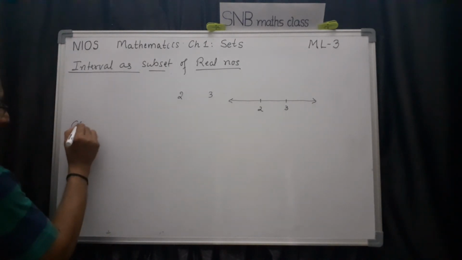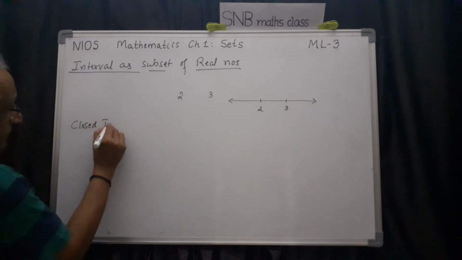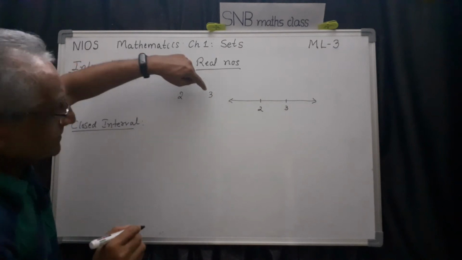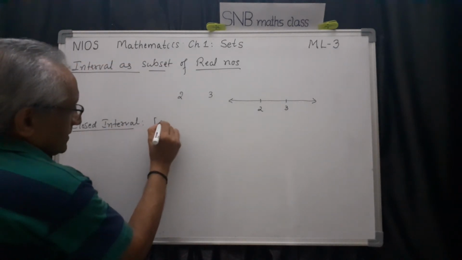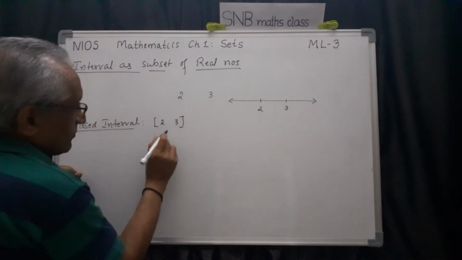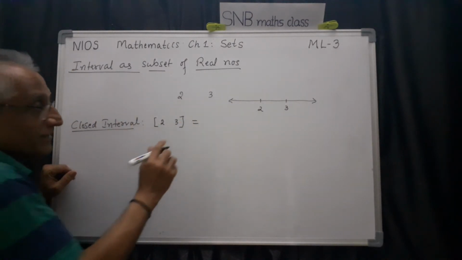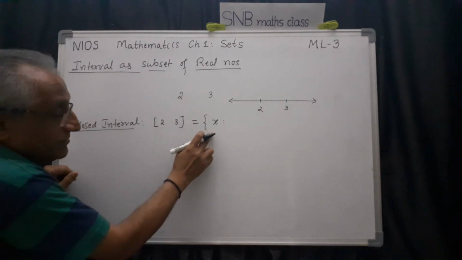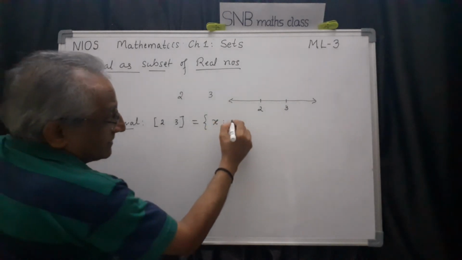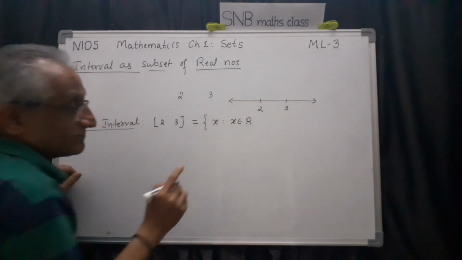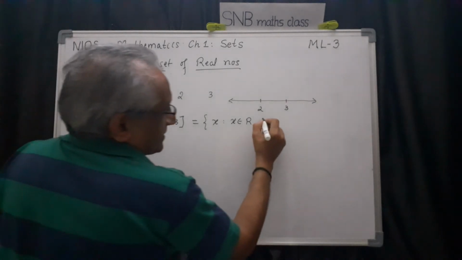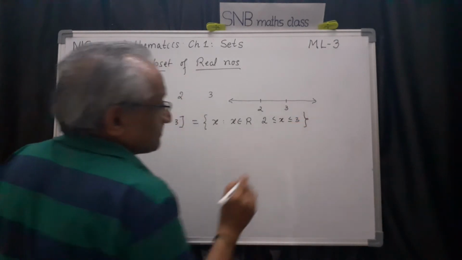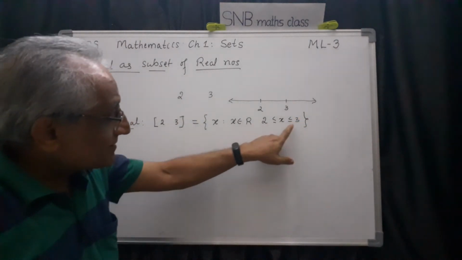One is called a closed interval. What do you mean by closed interval? Here, if you take 2 and 3, the symbol is this actually, 2 and 3. This is the symbol used for closed interval, meaning this is the set of all real numbers. Try to understand using the set builder form. Set of all x. First condition is that x belongs to R. It must be a real number. Second condition is 2 less than or equal to x less than or equal to 3, meaning x can be 2 also, x can be 3 also.